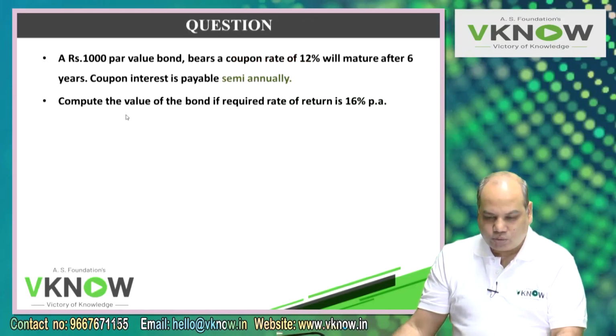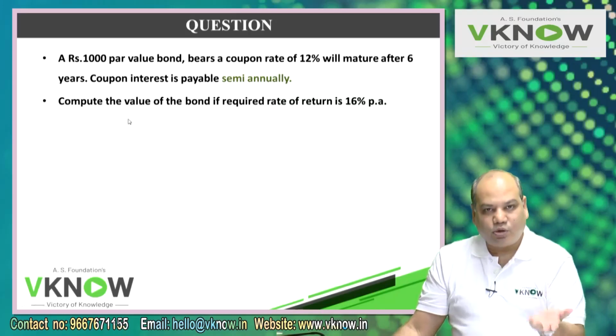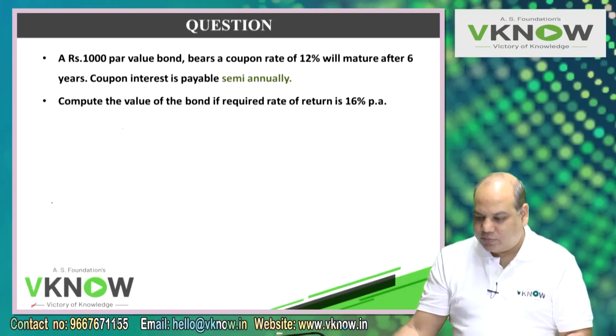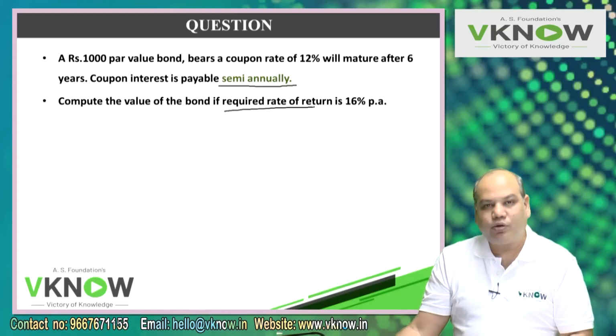Now we will go to the next question. Question number 6 is again for one more practice. Rupees 1000. This time it is 1000 rupees, not 100. It bears a coupon rate of 12% and will mature after 6 years. Coupon interest is payable semi-annually. Compute the value of the bond if the required rate of return is 16%.